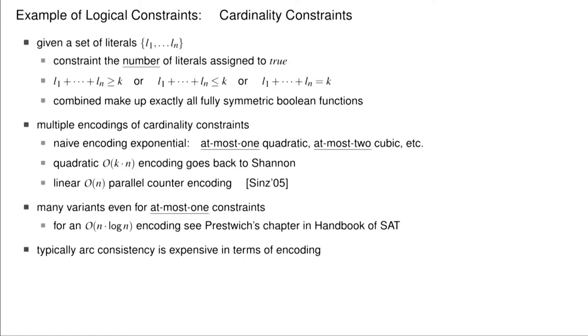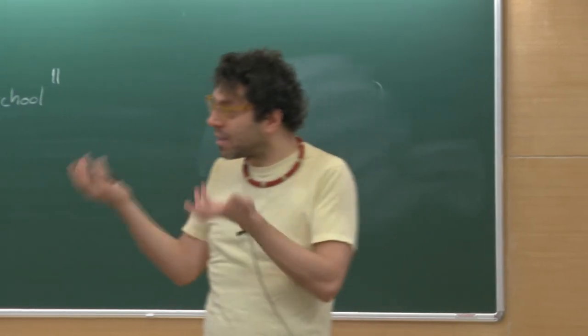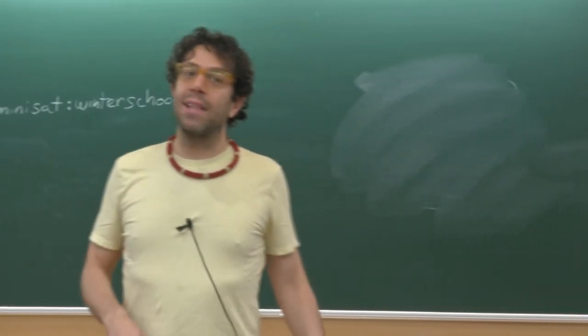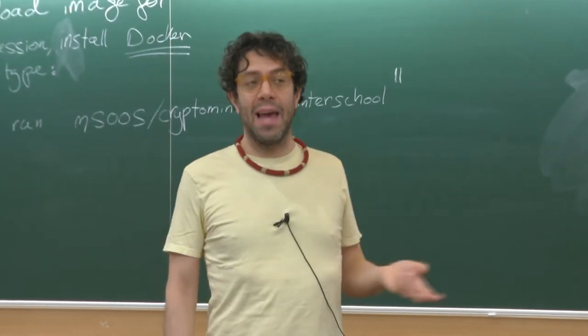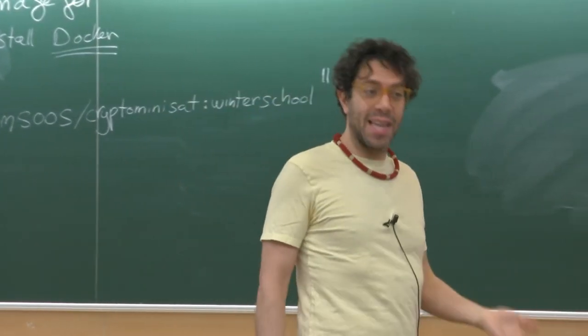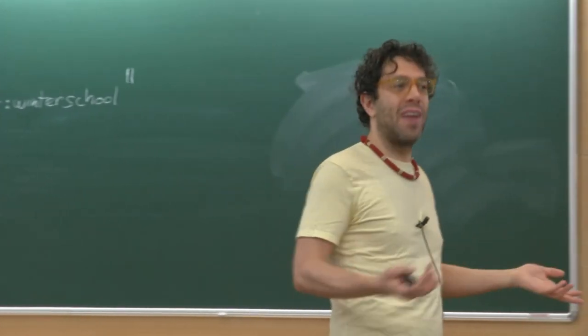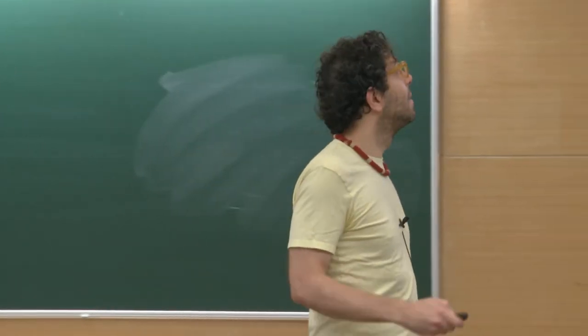Right, and there are many, many different encodings, and one of the ones that is really interesting is the at most one constraint. Of course, I was talking about at most k constraint, where k is a variable you can set to any value, but at most one is interesting in many places, and of course, encoding at most one is easier than encoding at most k, because there's more variance when it comes to at most k.